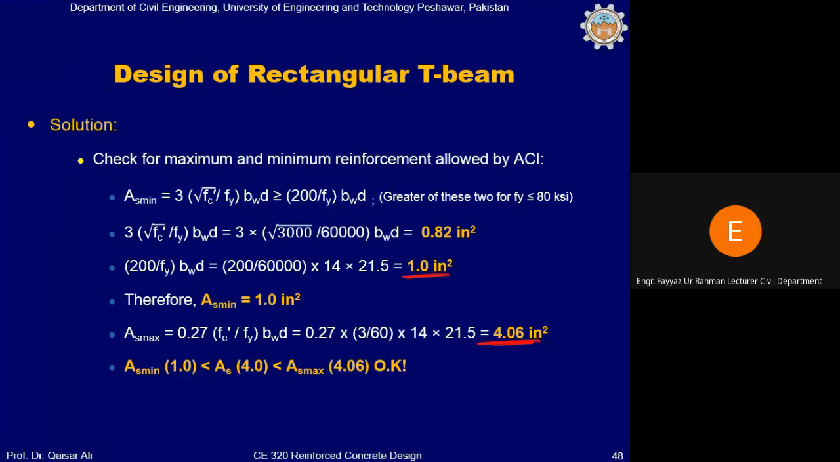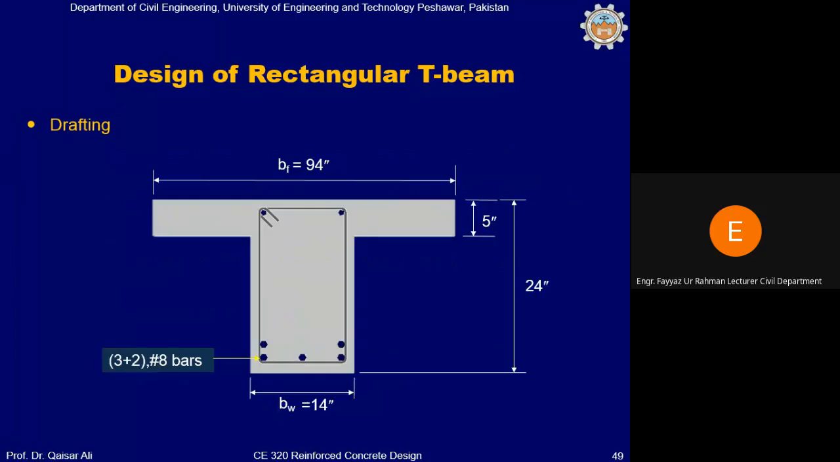Now, since we will provide 5 number 8 bar, and if we take the area of number 8 bar equal to 0.8 inch square, so then 5 multiplied by 0.8 is 4 inch square. So 4 inch square is less than the maximum reinforcement and it is greater than the minimum reinforcement. So your provided reinforcement is okay. And this is finally the drafting. We'll provide 3 number 8 bar in the first layer and 2 number 8 bar in the second layer.